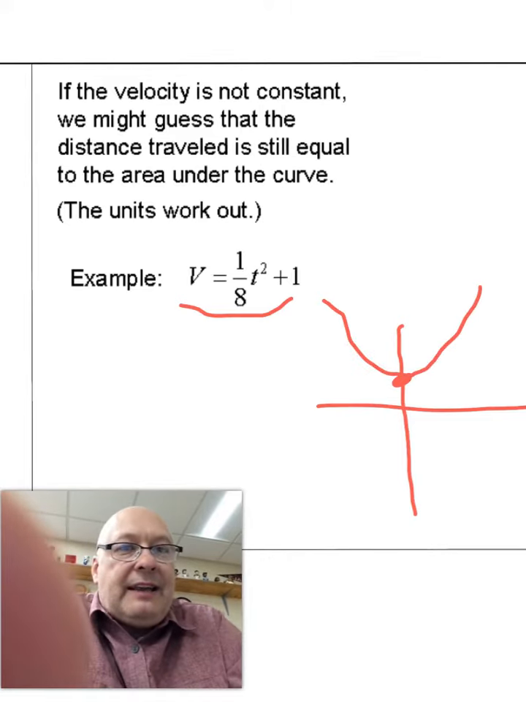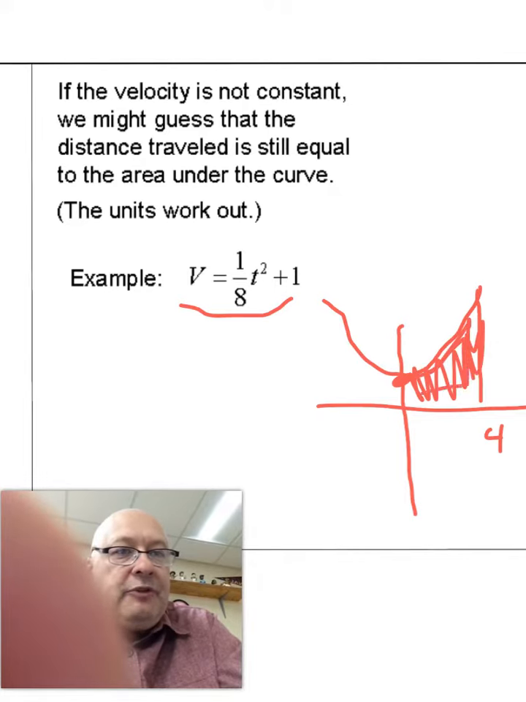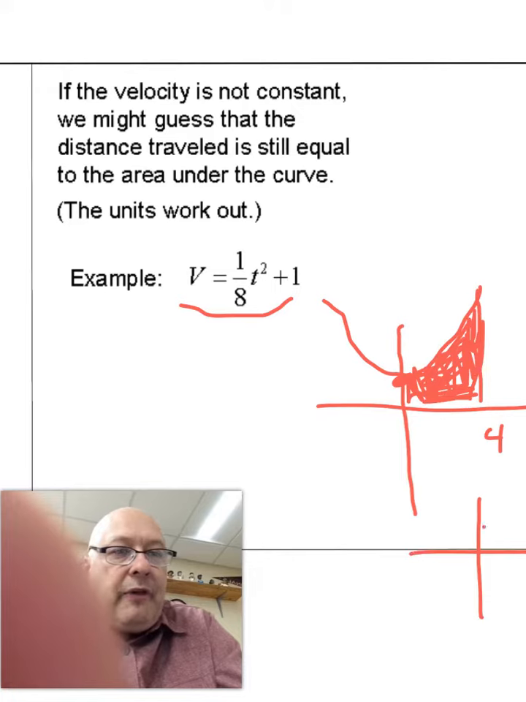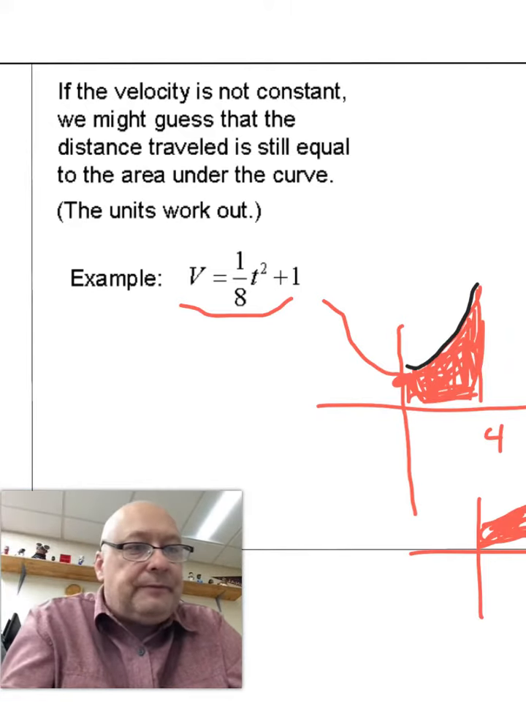But if the velocity is not constant, the area under the curve, if I went to 4 seconds again, still makes sense intuitively as the area of this region here. Unfortunately, we have area formulas for things like a trapezoid, and on the last one we had areas of rectangles. But how do we find an area when you have a curved object like that? Well, that is the challenge.